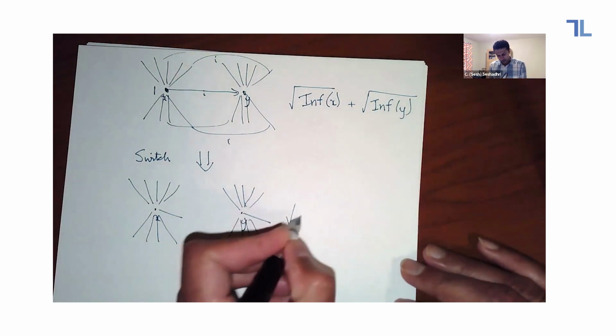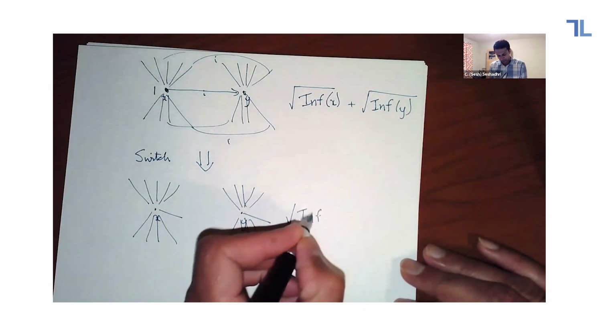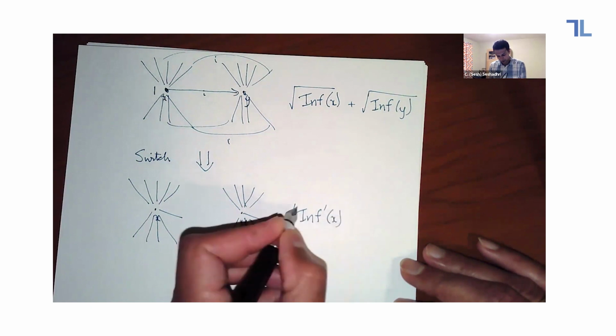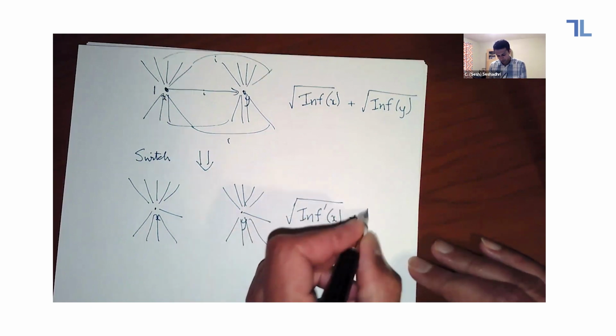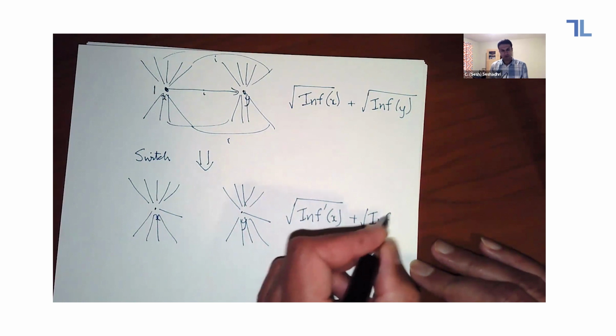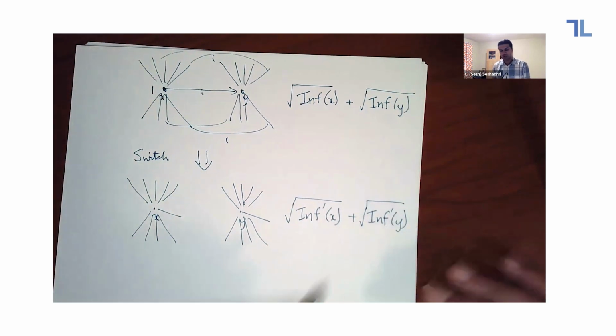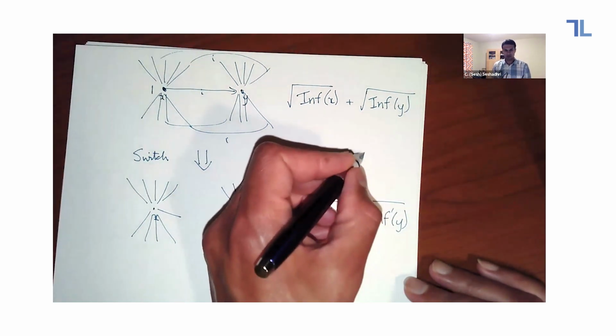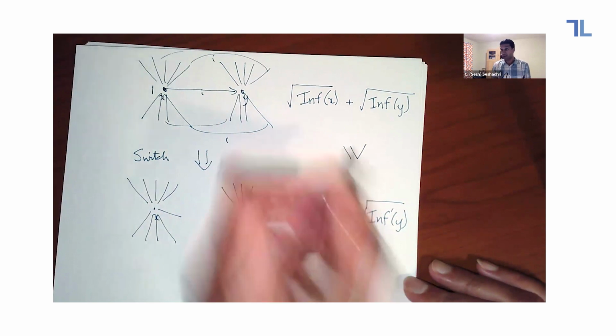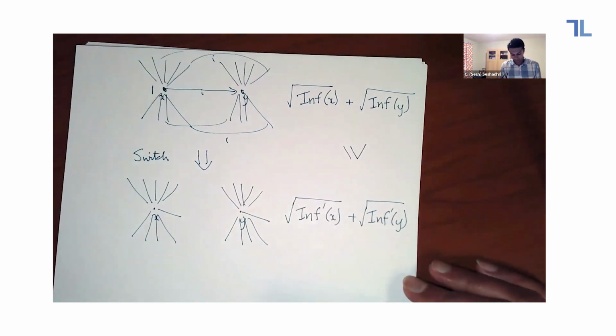And what you'll get is inf prime of x plus inf prime of y. And what we need to show is that on switching, this is going to decrease. So let's see why that's going to happen.